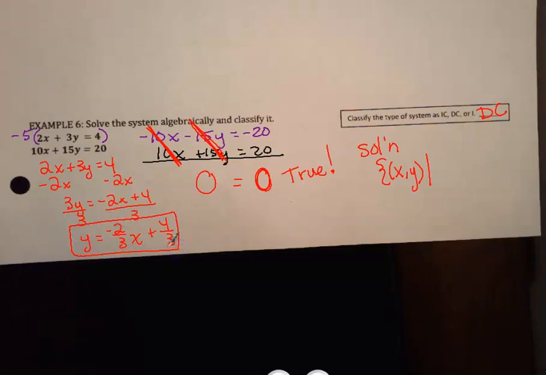Okay, so that's our equation. And so that's what has to go here. So we have our solution is the ordered pair xy such that y equals negative 2/3 x plus 4/3.